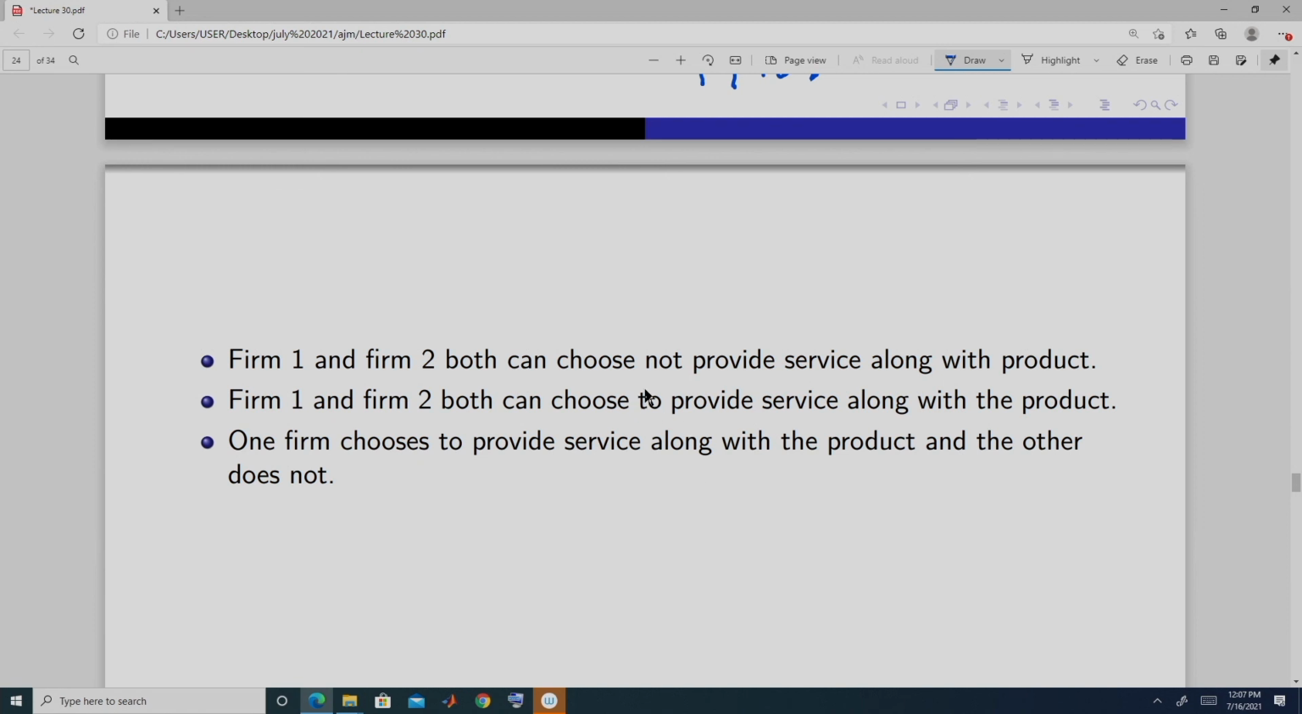One, both the firms choose not to provide service along with the product, they give only the product, that is one outcome. Another outcome is both the firms choose to provide the service. Or another outcome is one firm chooses to give service, another firm chooses not to give the service. Okay. So, here we get the product differentiation. In these two cases there is no product differentiation.